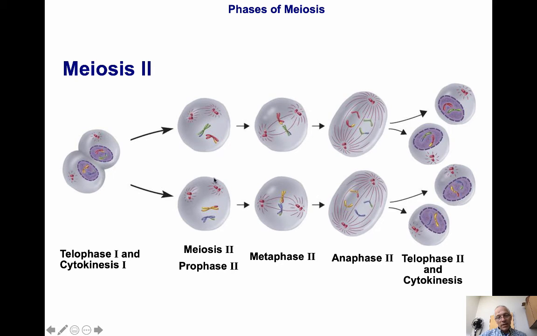Here we go with the spindle forming and the microtubules grabbing those chromosomes, lining up the chromosomes across the middle of the cell in metaphase, separating the sister chromatids during anaphase, and then completing the second division in telophase and cytokinesis. And now we started with a cell that had 2 pairs of chromosomes, 4 chromosomes in total, 2 pairs of homologous chromosomes. Now each of the 4 daughter cells has only 2 chromosomes, 1 each of the homologous pairs.